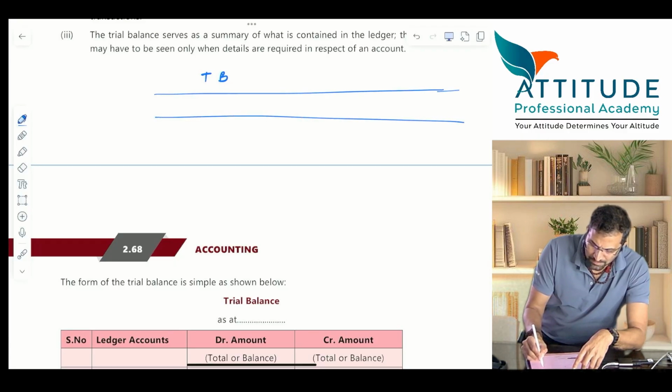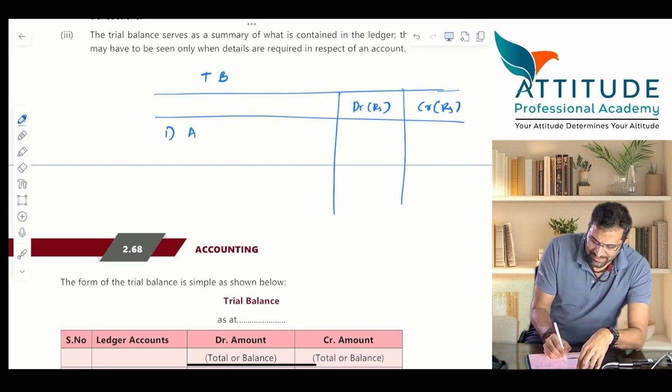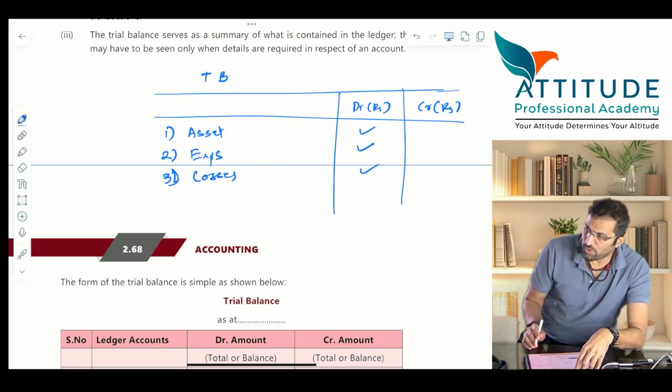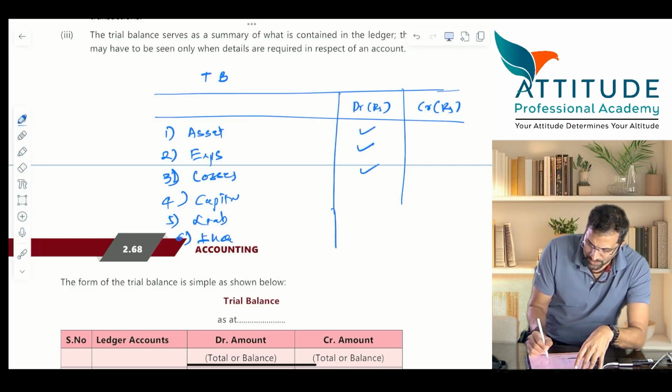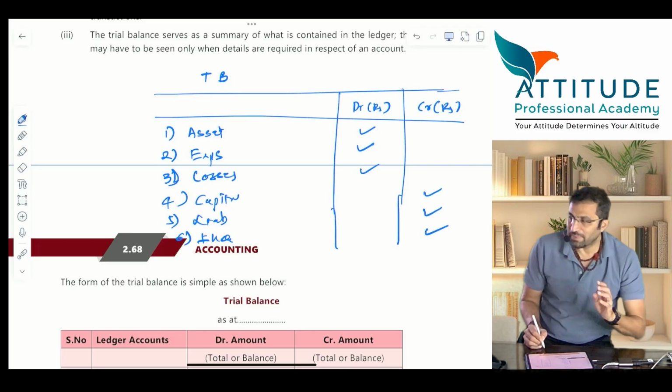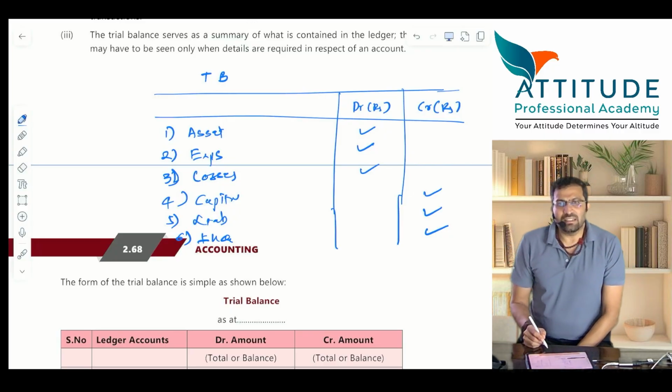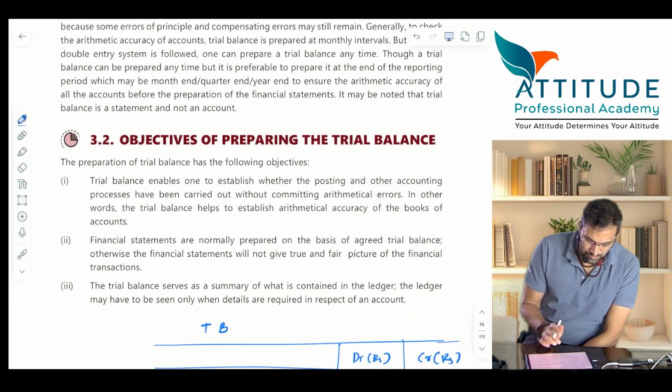Now, as I have told you, trial balance, have a look at it. You have debit rupees and credit rupees. First, all assets, any expenses or losses will always show debit balance. Then capital, liability and income will show credit balances. Is that clear? So this is your trial balance.